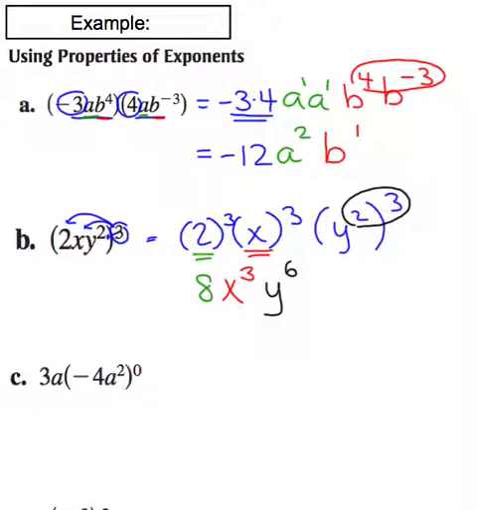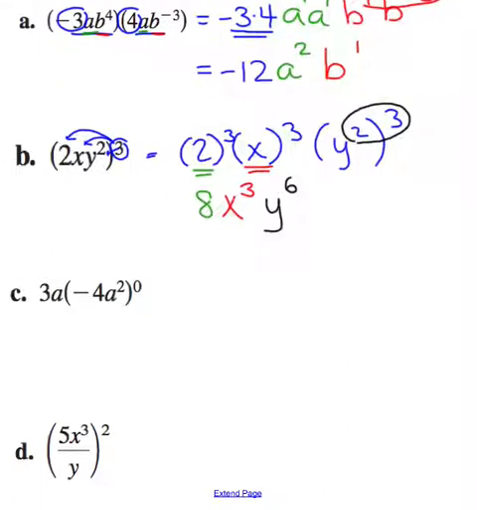Example C, heading down to example C. Example C has a power here of 0. What that represents is that everything in there represents a 1, because anything raised to the 0 power is 1. So that's a 1. And then I still have that 3a. So then 3a times 1 is 3a.